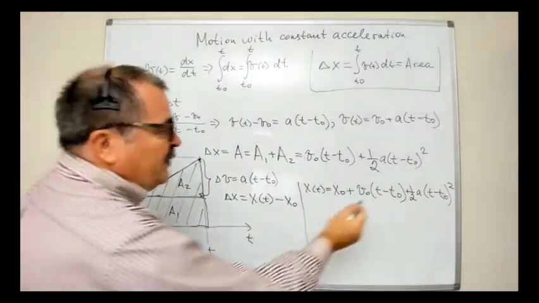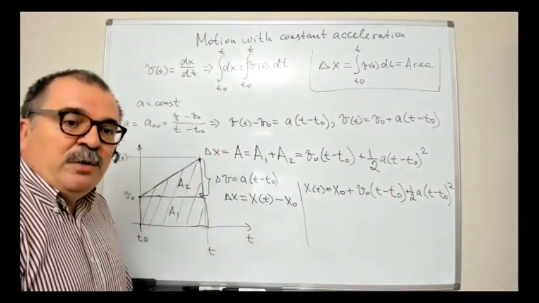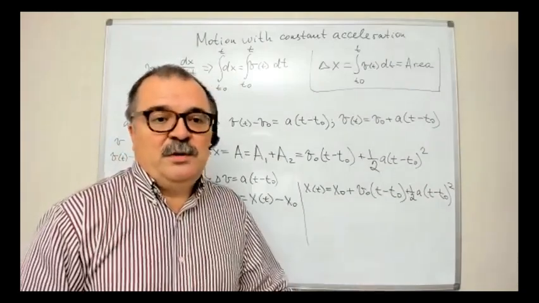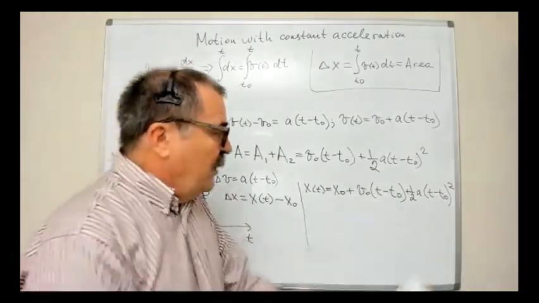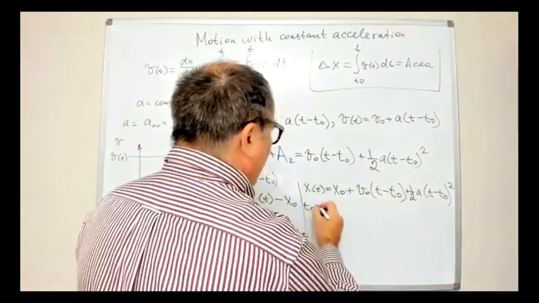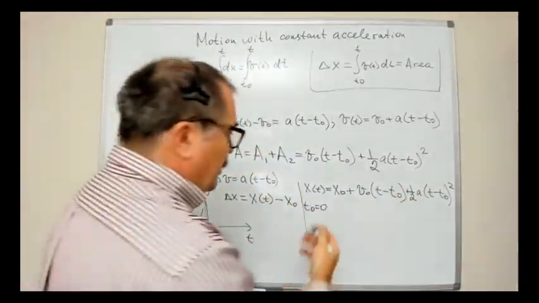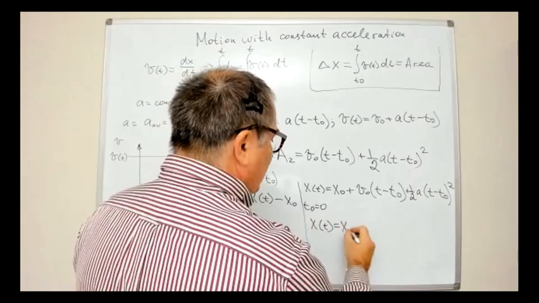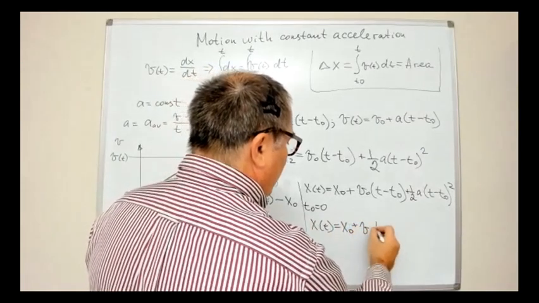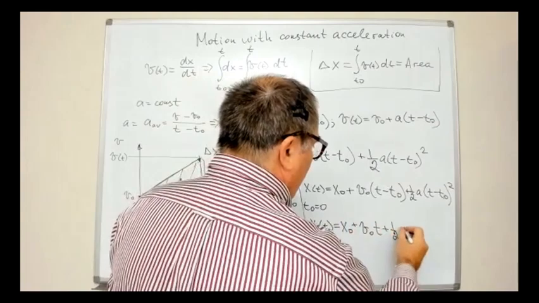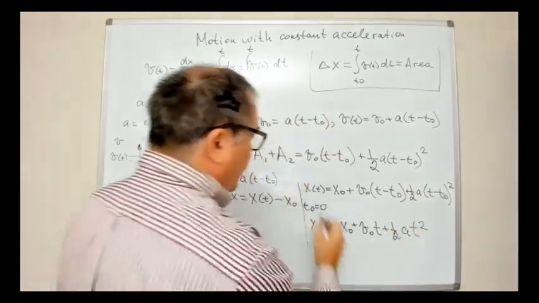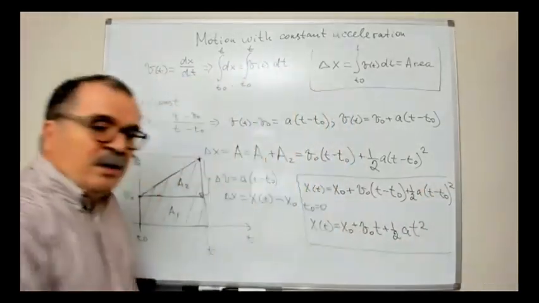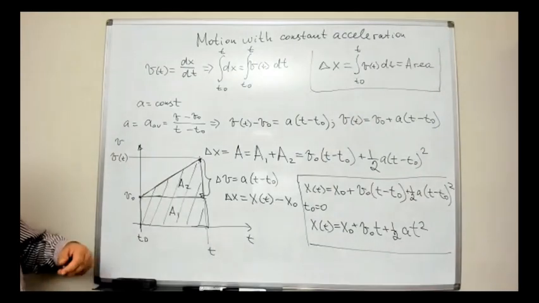Oftentimes t0 we can count as 0, because usually at the very beginning you just start your timer. At that moment time is 0, right? Now let's put time t0 equal to 0. In most cases that's what we have. In that case we get the following result: Xt is x0 plus v0t plus 1/2 a t squared. Okay, this is the formula for the motion with constant acceleration a.